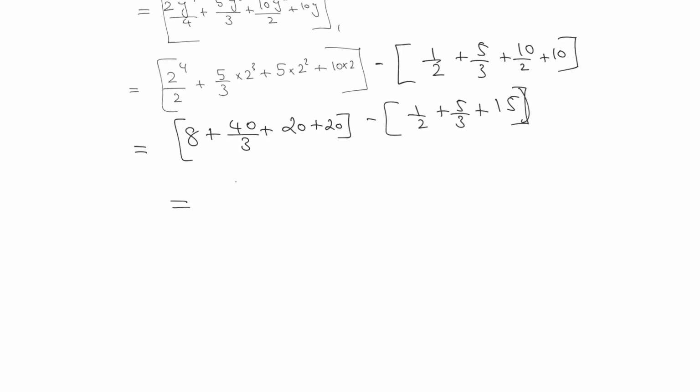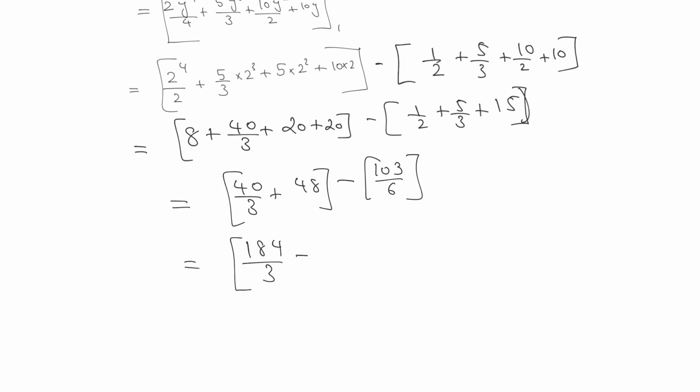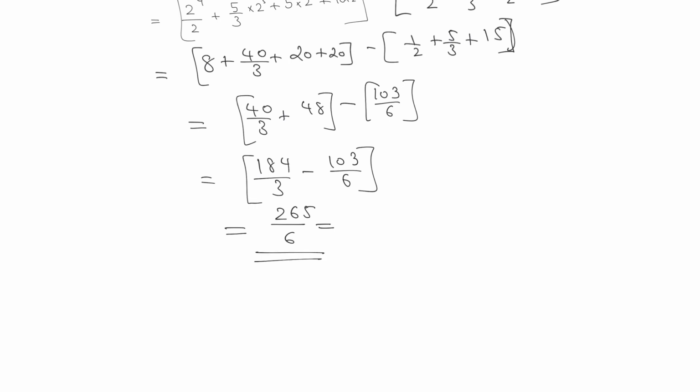We can further simplify it, we can write it as 40 by 3 plus 48, minus, if we take 6 as the LCM, then we get 103 divided by 6. So it will be equal to 184 divided by 3 minus 103 divided by 6, or it is equal to 265 divided by 6. So this will be our final answer.